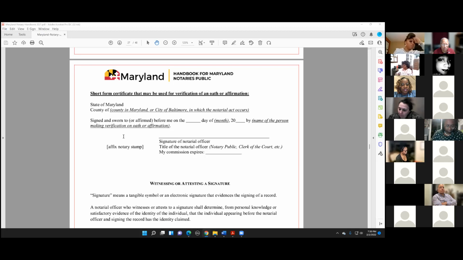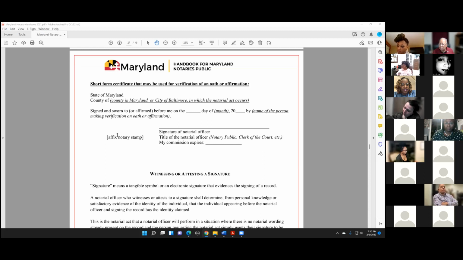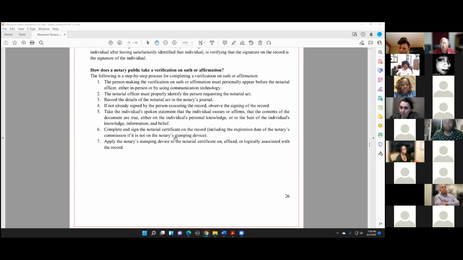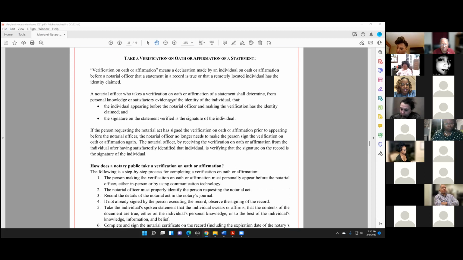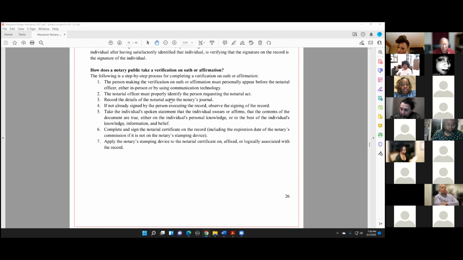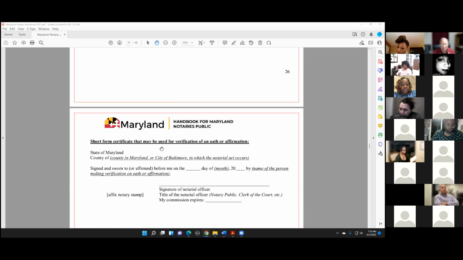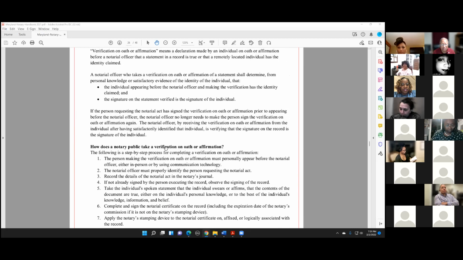All right, so I hope you're appreciating and seeing the differences now. Sometimes when you read something the first time, it reads one way, and then you have to come back and read it again. So when you said affirm and sworn, what certificate would that be? Verification of oath. That's what we're talking about right now. Yep, so that's the certificate wording for this type of notarization.